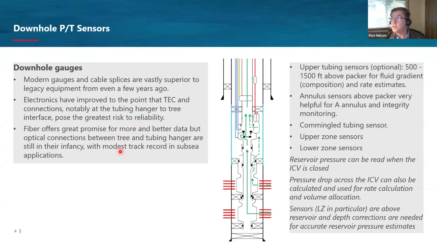Fiber has a lot of promise for more and better data, but the optical connections between the tree and the tubing hanger are still in their infancy. Fiber is being run right now in Ghana and in the US Gulf of Mexico, and the run history has not been perfect.